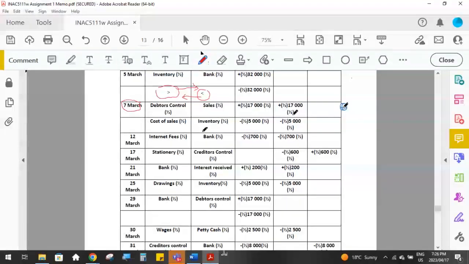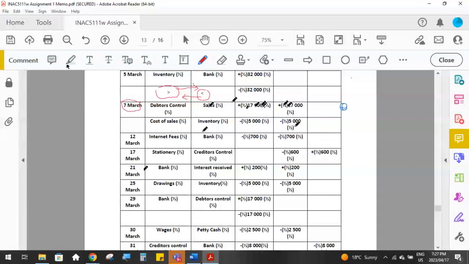So we sold it on credit, so we're not debiting bank account because we didn't receive the money yet, so we have to debit debtors control. And we are crediting sales because we made a sale. We are recording income. Remember, income increases on the credit side. So debtors control, the asset, is increasing, and sales, the income account, is increasing at the sales value, 17,000.